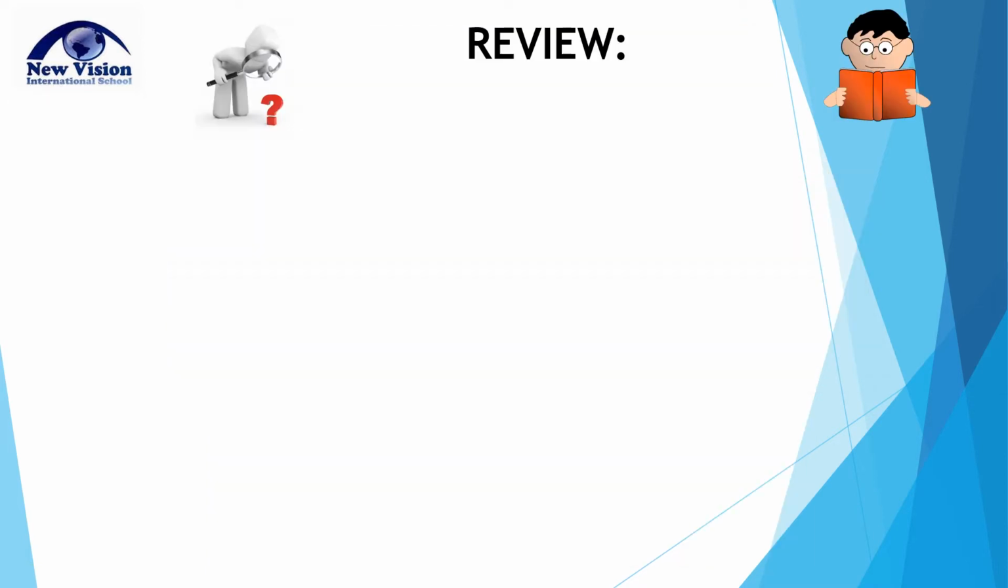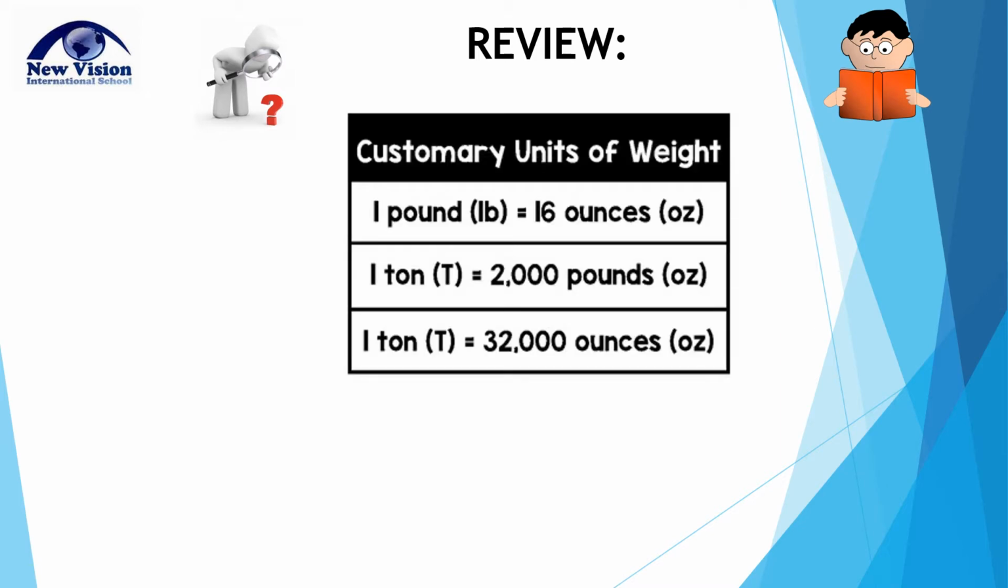When you were in grade 3, you already discussed customary units of weight. So let's review the conversion table of customary units of weight. In 1 pound, there are 16 ounces. In 1 ton, there are 2,000 pounds. In 1 ton also, there are 32,000 ounces.